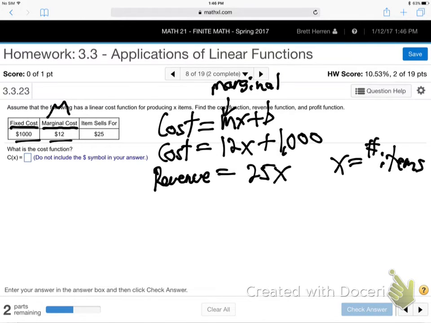Is that making sense there? So it's $25 per item sold. So the revenue function is 25 times however many items sold.